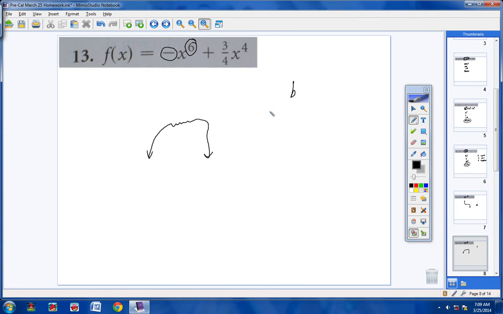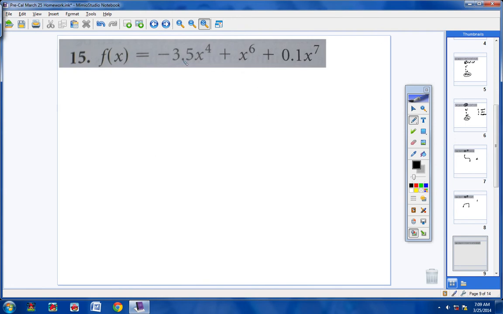Letter B. All right. Number 15 is supposed to be C. Well, first of all, it's not written in standard form. I'm not going to make you write it in standard form, okay?